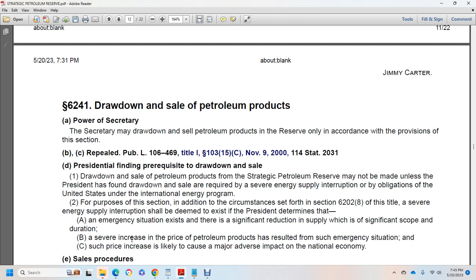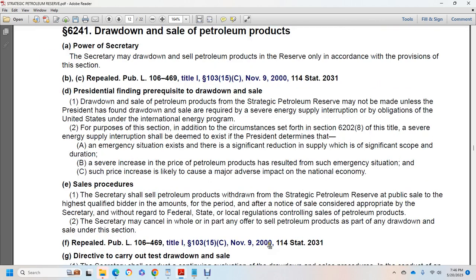Presidential finding prerequisite for drawdown and sale. Drawdown and sale of petroleum products from the Strategic Petroleum Reserve may not be made unless the President has found that drawdown and sales are required by a severe energy supply interruption or by obligations of the United States under the International Energy Program. For purposes of this section, in addition to circumstances set forth in 6202(8) of this title, a severe energy supply interruption shall be deemed to exist if the President determines that an emergency situation exists, there is a significant reduction in supply, a significant scope of deterioration, and a severe increase in the price of petroleum products as a result of such an emergency situation, and such price increase is likely to cause a major adverse impact on the national economy.